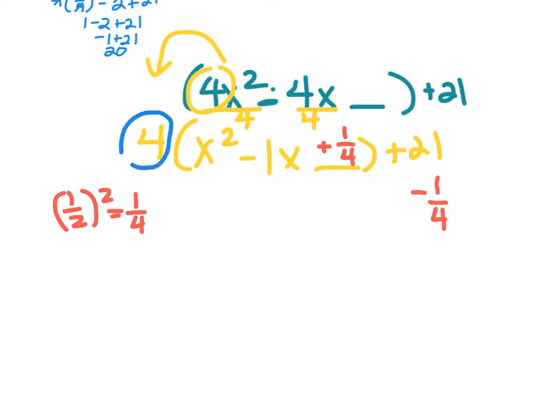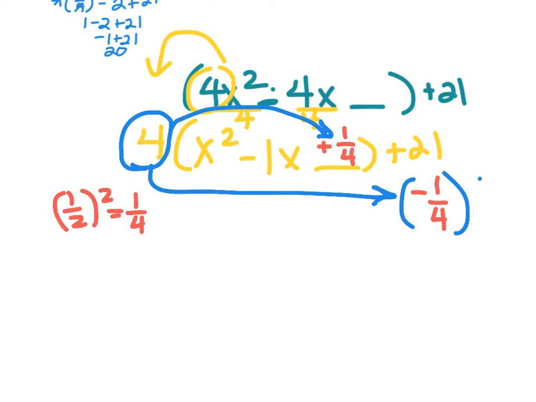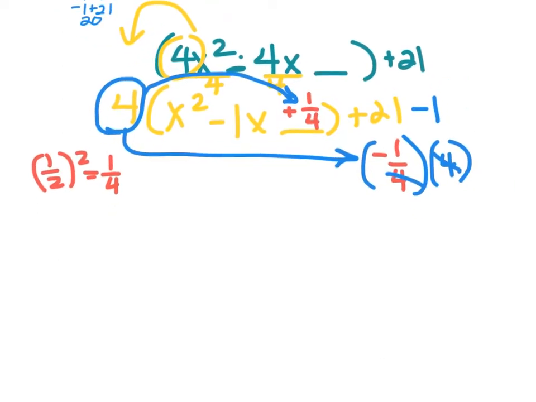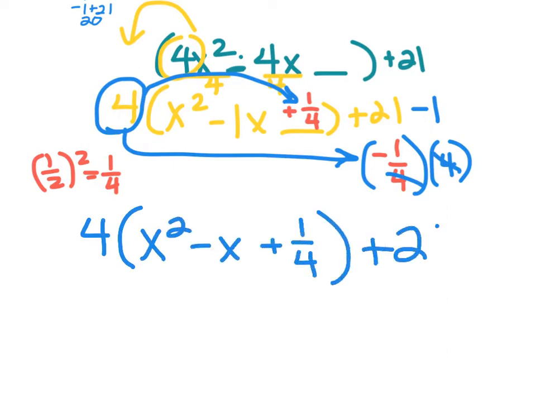But because we took a number out, and that number would technically get distributed back into that 1/4, we account for it by multiplying it by the negative 1/4 before we combine that with the 21. So whatever comes out has to get multiplied by what you would be subtracting off the end. So this becomes -1. 4 is still in the front. X squared minus x plus 1/4 plus 20.